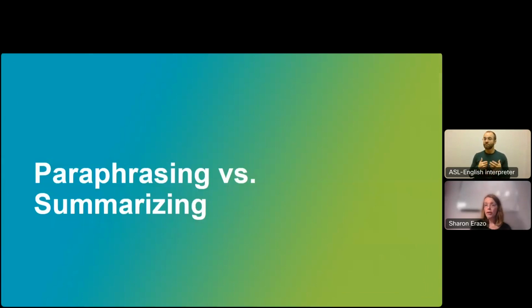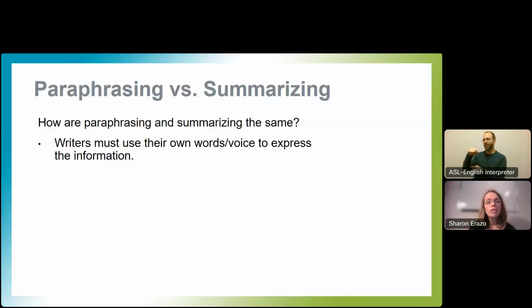Often when we talk about the word paraphrasing, we also think of summarizing. I just want to take a moment to differentiate, or maybe also to compare, what we mean by paraphrasing and summarizing. So they are similar in some cases. So basically, for both paraphrasing and summarizing, writers must use their own words or their own voice to express information. So we're taking information from a different source, and we are expressing those ideas with our own words or our own voice.